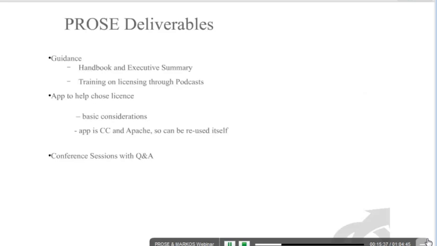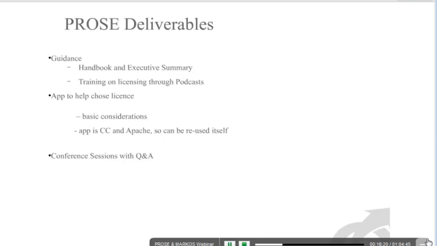So in PROSE, having thought about those issues around licensing, we looked at what our output would be. And I mentioned earlier, I would cover this briefly. We have a handbook which has an executive summary. The handbook also has a license analysis created by another lawyer, not myself, but which is very useful. We've done training such as today through podcasts, and we've also attended a number of conferences and will continue to through to LinuxCon Europe in October, where we can do Q&A sessions as well as presenting. And then the third deliverable we've had, which has had legal input, although we're not giving you legal advice, is an app which helps you to choose a license.